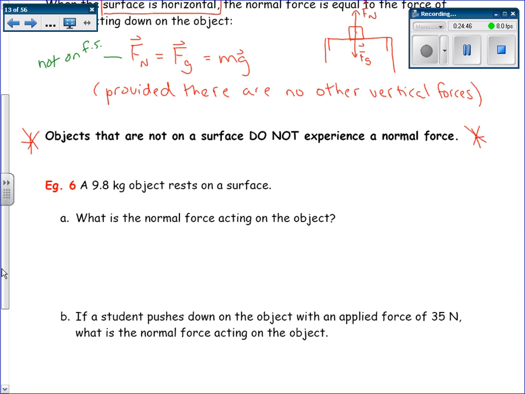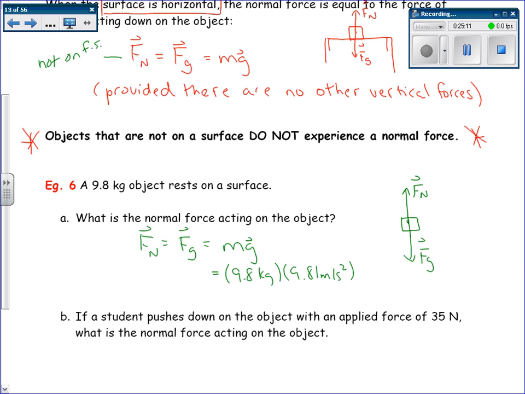Right? If we have an object here for part A that's on a surface, it has a force of gravity acting down on it, and it's going to have a normal force acting up on it. So the normal force is equal to the force of gravity, which is m times g, which is equal to 9.8 kilograms times 9.81 meters per second squared, which gives us a normal force of 96 newtons, and that acts up.